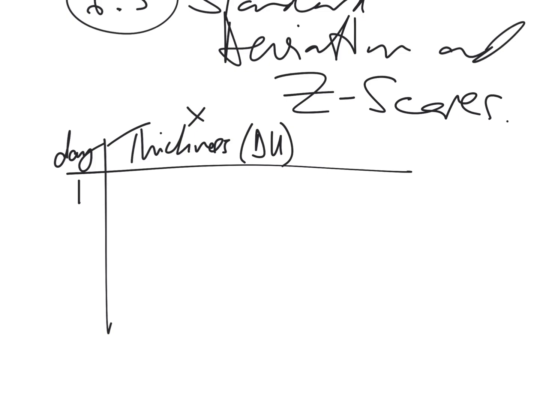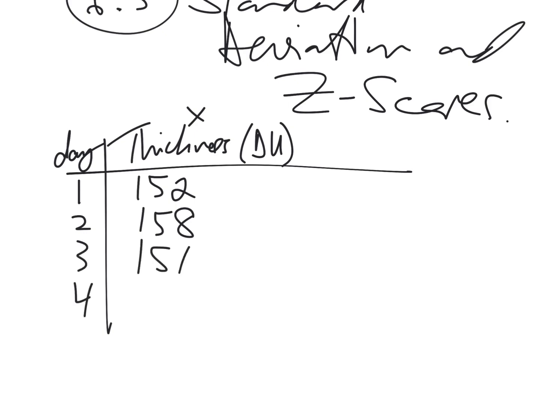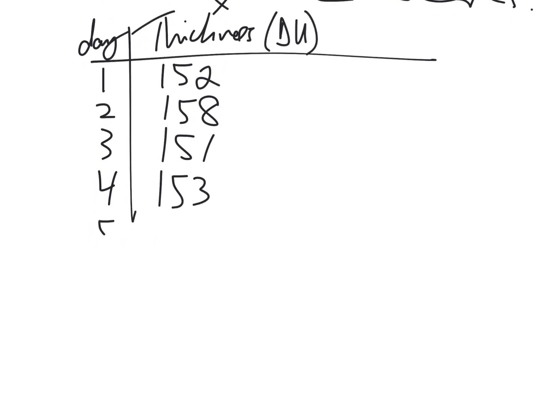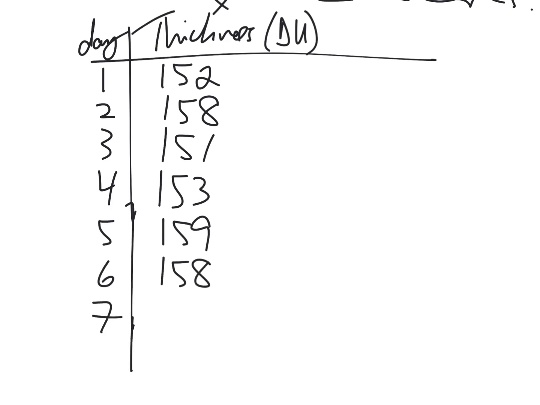So let's say on day 1 of the week that's being considered, it's 152 Dobson units. And then day 2 is 158. Day 3, 151. Day 4, 153. Day 5, 159. Day 6, 158. And finally, the end of the week, day 7, 152.